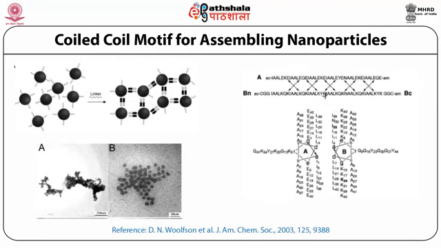Similarly, this coiled coil motif can also be used for assembling gold nanoparticles. In this case, again, there are two polypeptide chains, A and B. They have been taken, and they can form again a very nice belt and brace like peptide system. And this is where, in that junction, you can actually synthesize gold nanoparticles, and you can see the TEM image of three-dimensional gold nanoparticles that is assisted by this self-assembled peptide fiber.